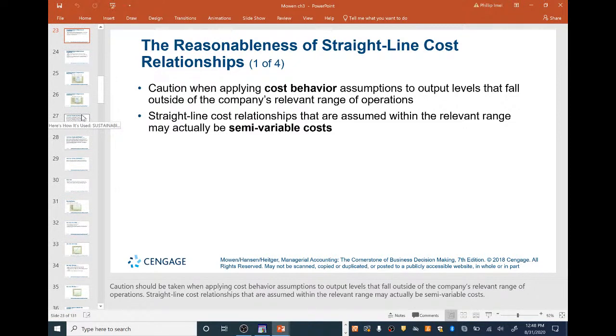So what's the reasonableness of straight line cost relationships? We have to be cautious when applying the cost behavior assumptions to different output levels that fall outside of the company's relevant range of operations. Remember, we're back to this relevant range of operations, right? So once again, we're showing the importance here of staying within that relevant range, within the company's operations. Straight line cost relationships that are assumed within the relevant range may actually be semi-variable costs, okay? So we need to be careful with that.